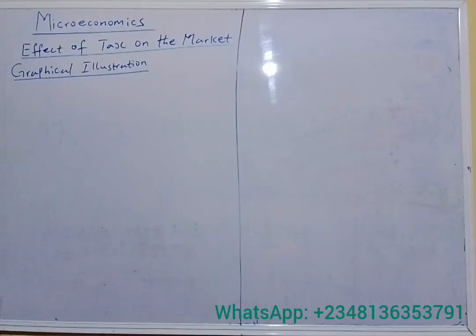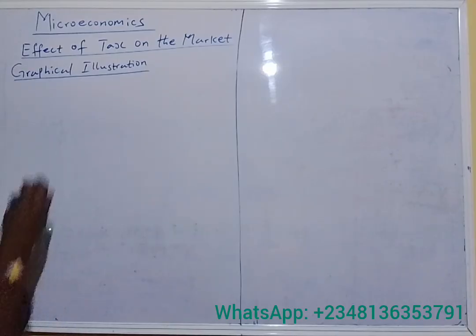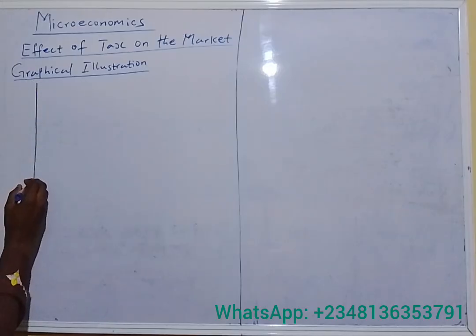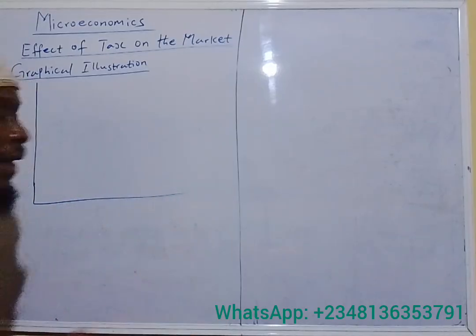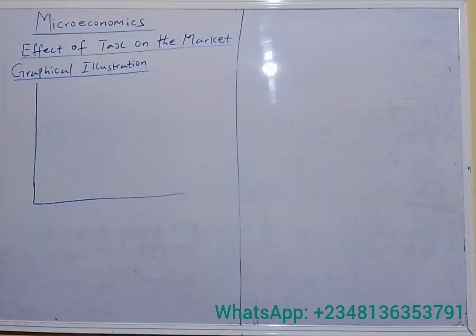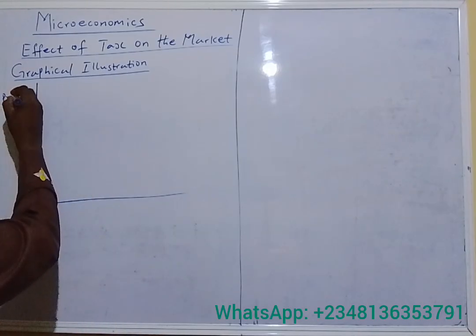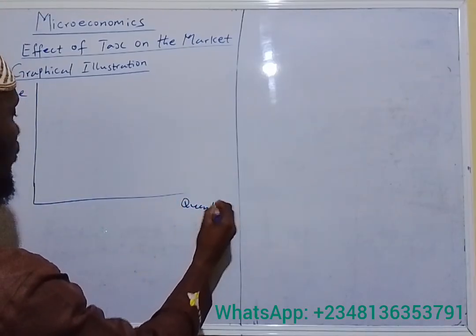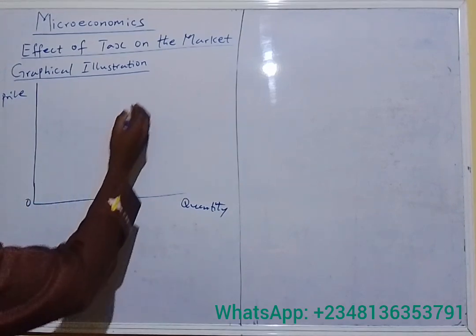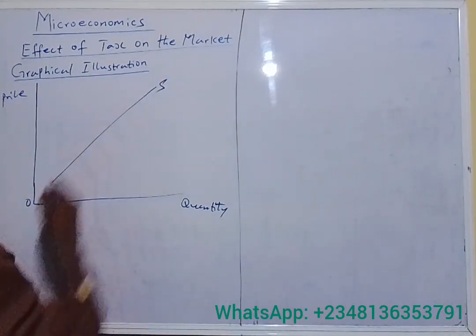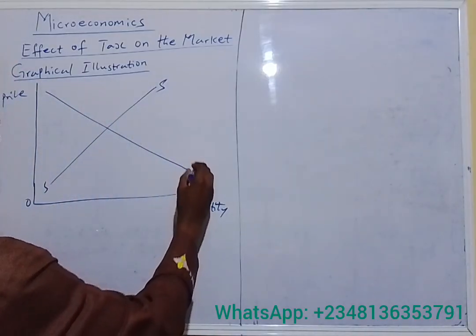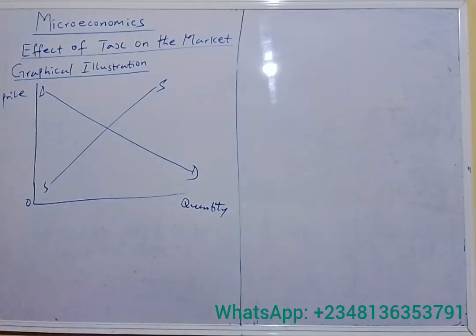Let's go. Suppose we have the market for a particular product, and we know that a market has two sides, the demand side and the supply side. Here we have the price, here we have the quantity, and this is the origin. Let's say this is the supply curve, and we have the demand curve. These are the two sides that make up the market.